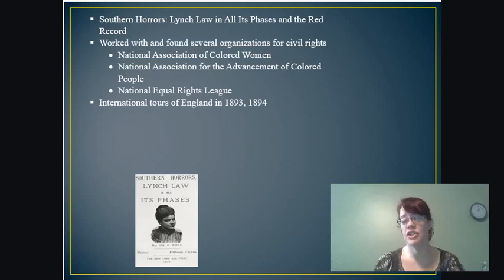So that's why she did 2 tours of England where she gave lectures and talked about what she discovered about lynching and what lynching was really like in this country, as opposed to the myths that were being perpetrated about it.